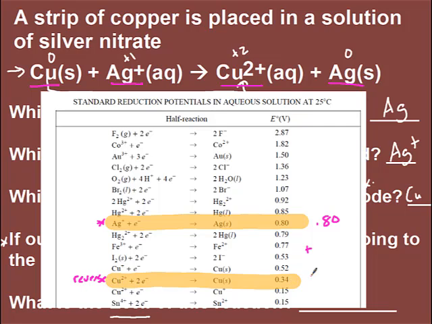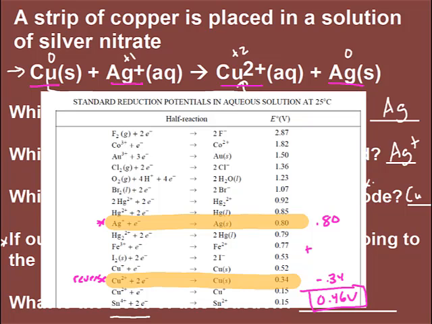When we reverse it, just like when we've done Hess's law and other problems, we're going to do a -0.34. We're going to change the sign. So 0.80 plus negative 0.34 gives us 0.46 volts. That's the voltage of this reaction.